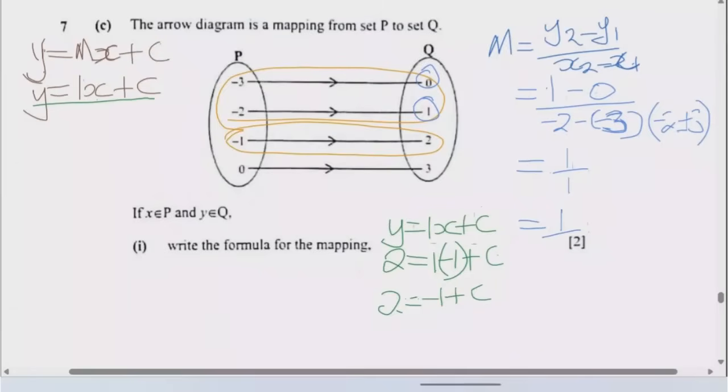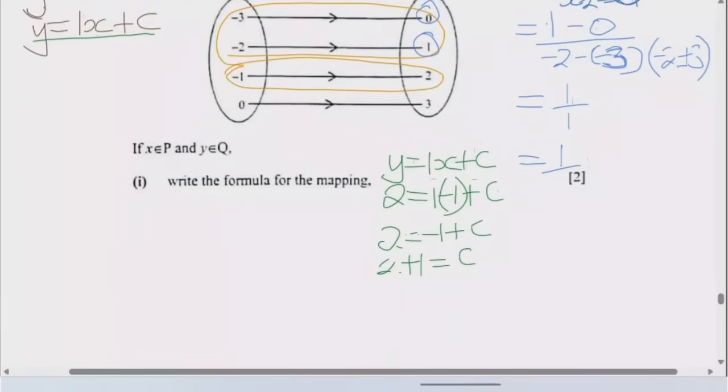So we put like terms together. We have 2, then negative 1 will cross the equal sign and become plus 1, which is equal to c. Then 2 plus 1 will give us 3, which is equal to c. So the constant is 3.